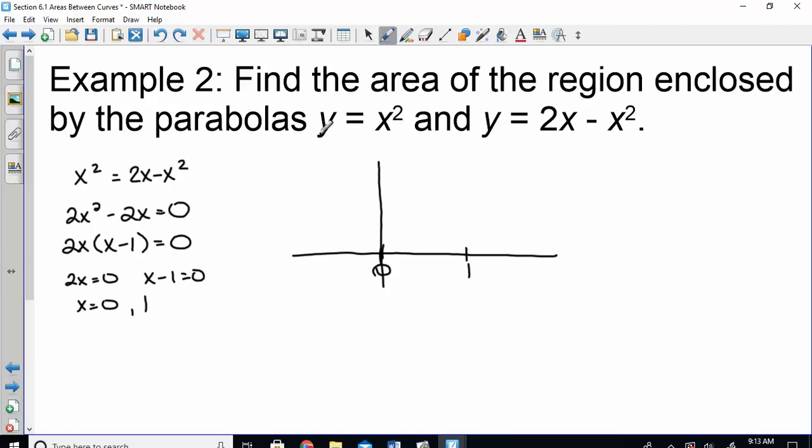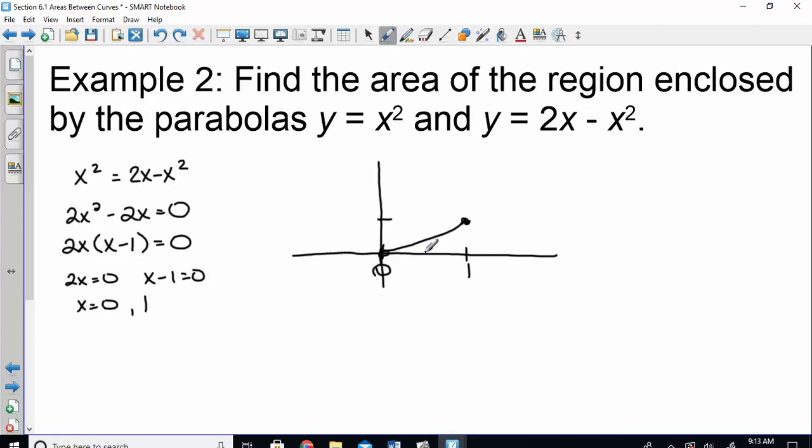Okay, so to try to draw a picture, let's see. We know a parabola is curved. If we put in 0, 0 squared is 0. You put in a 1, 1 squared is 1. So we have just this piece of a parabola. This one, if we put in 0, we get 0. If we put in 1, we get 1. Did that really show us which one was on top?